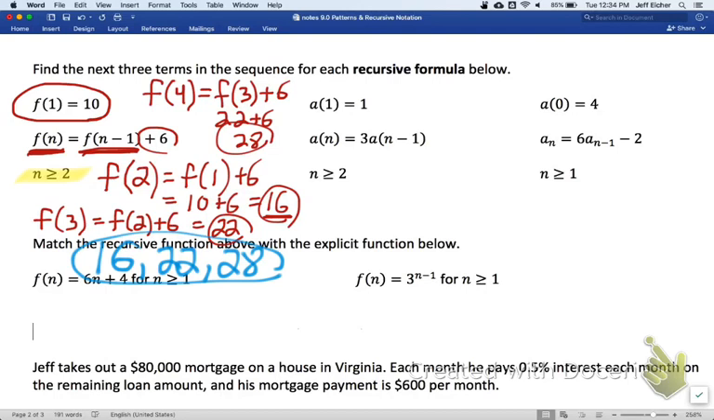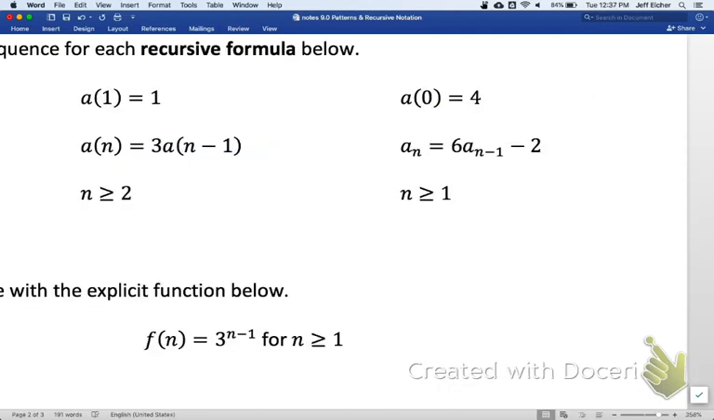Moving right along, let's look at the next example. This is a recursive formula, so we're told our first term is 1. And to get any nth term, we're going to take 3 times our term before, a sub n minus 1. And this is defined for n's greater than or equal to 2.